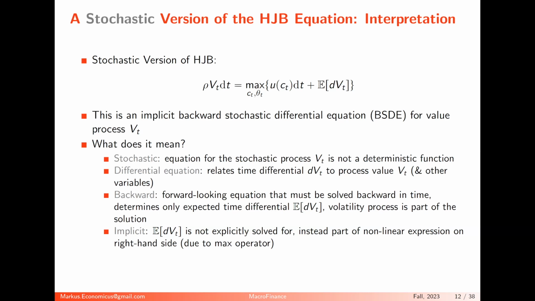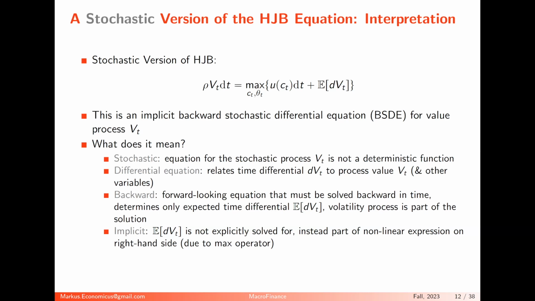So it's stochastic. So the equation for the stochastic process is not a deterministic function. So this V_t is not a deterministic function. It's a differential equation. So it relates the differential dV_t to the process of V_t and other variables. It's backward, so it's forward-looking equations that must be solved backwards in time. So it moves forward, but from the future, you solve it backwards in time, and it determines only the expected time differential.